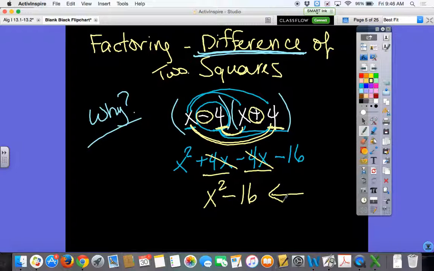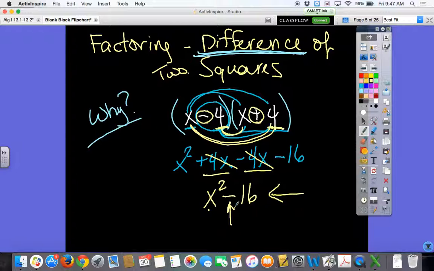Now check that out. Do you see that x squared is a perfect square? X times x gives you x squared. 16 is a perfect square. 4 times 4 gives you that. So this is the difference, because it's subtraction, of two squares.